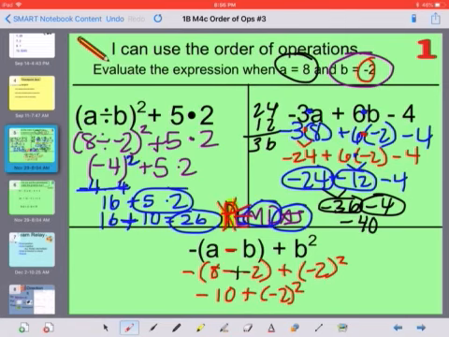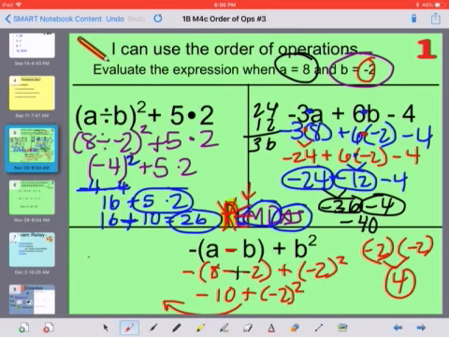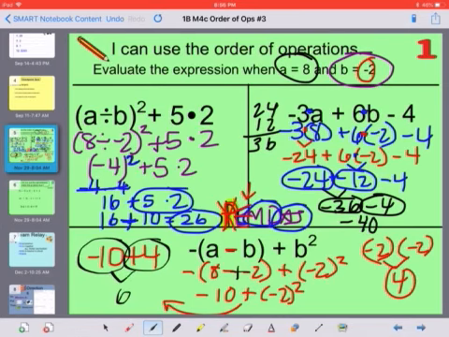So we did parentheses. Now on to exponents. -2 squared is -2 two times, which makes a positive 4. So we really have -10 plus 4. Different signs, subtract. We have a -10 and a positive 4. Different signs, subtract. 10 minus 4 is 6, but there were more negatives. So our answer to this third one should be -6.